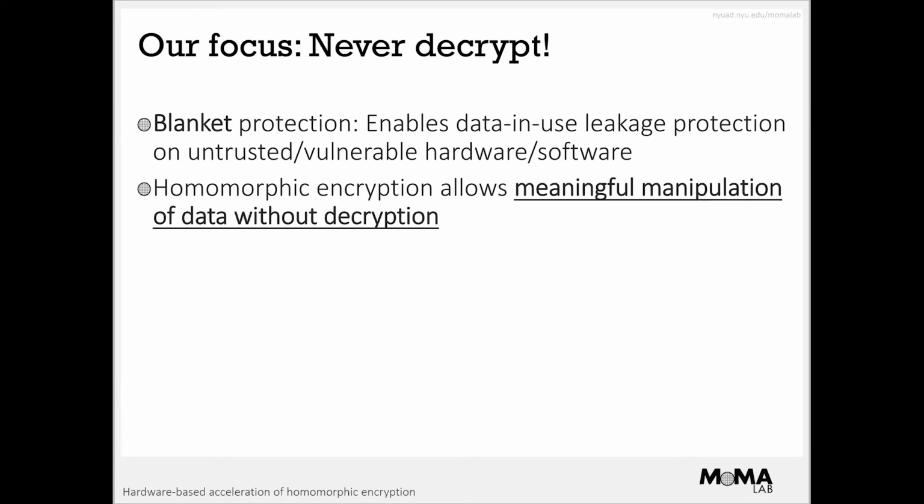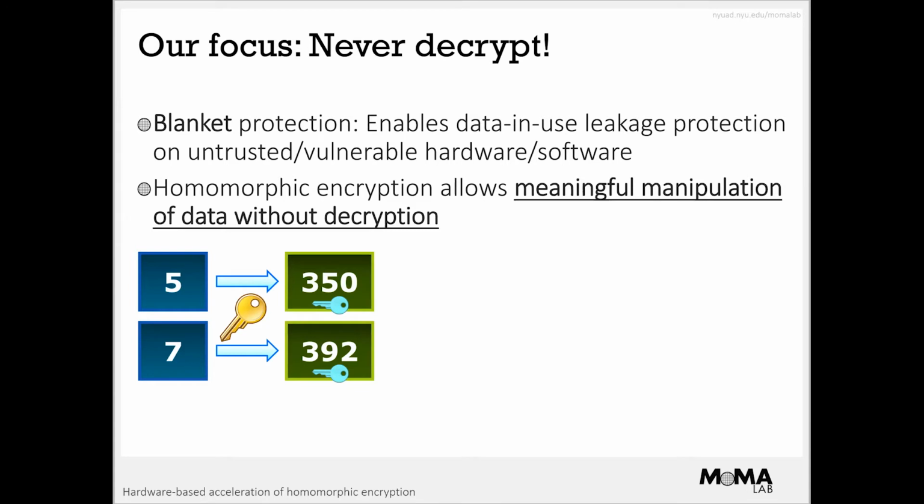So the capability of processing data where the data stays encrypted is enabled by a special form of encryption called homomorphic encryption. Again, homomorphic encryption is a special type of encryption that allows meaningful manipulation of data without decrypting the data. To give you a very basic example, let's say you have two numbers, 5 and 7. You would encrypt them with a public key, and then you have now two ciphertexts, right?